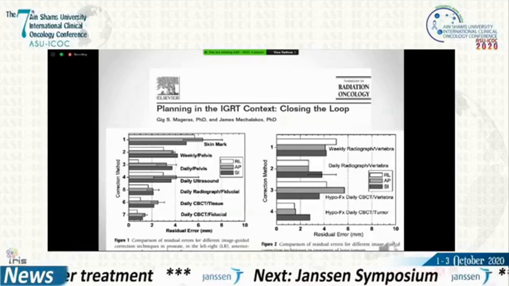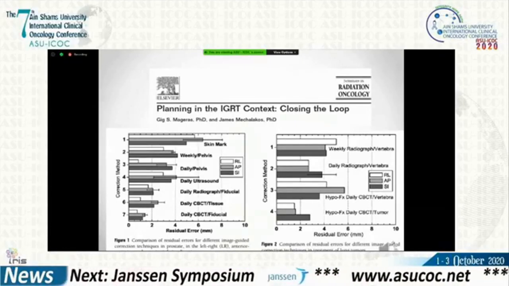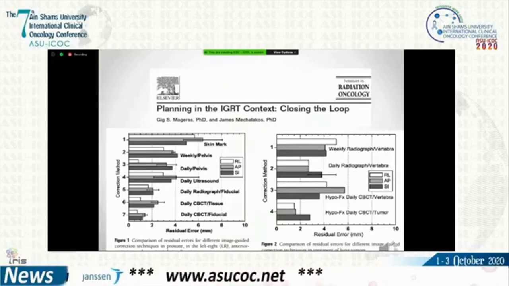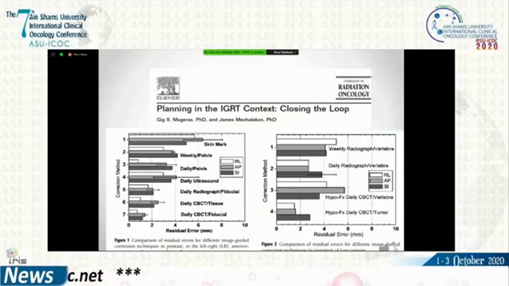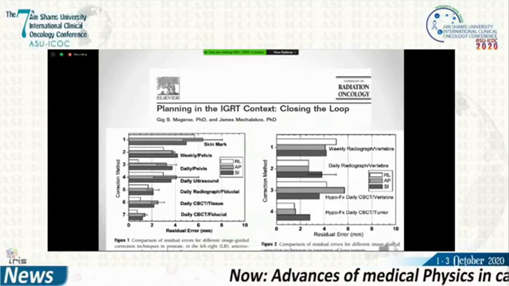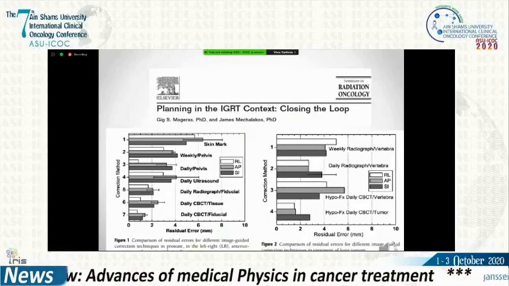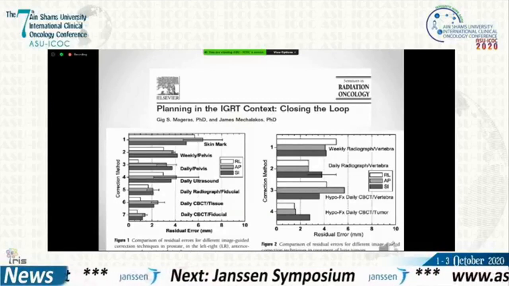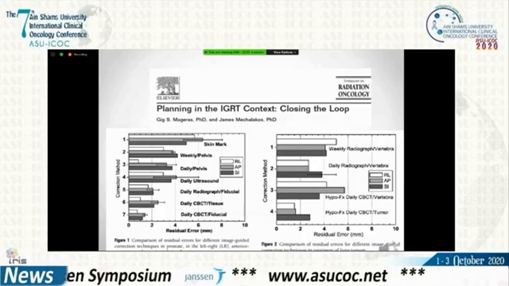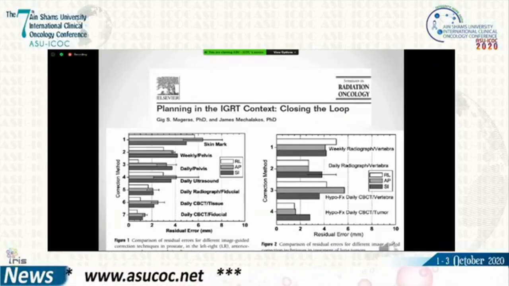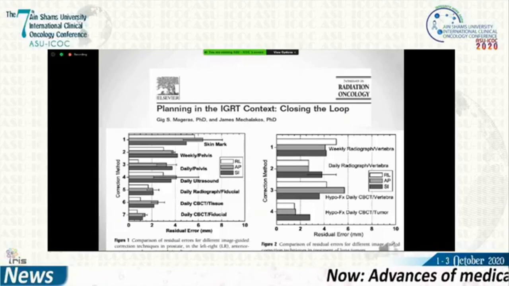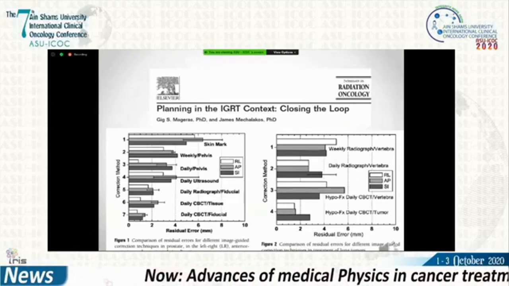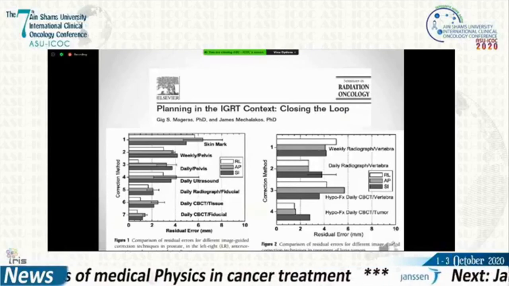I can see in these slides the planning of the IGRT content, closing the loop for the methods of corrections and residual errors for the image-guided correction technology in the prostate. It started with skin markers, weekly imaging, daily imaging, daily ultrasound. We see some reduction of the errors due to good accuracy by using cone beam with fiducial markers. And in the other way, comparisons of the residual errors for the different image-guided corrections in the treatment, like in other tumor sites, like lung tumors.